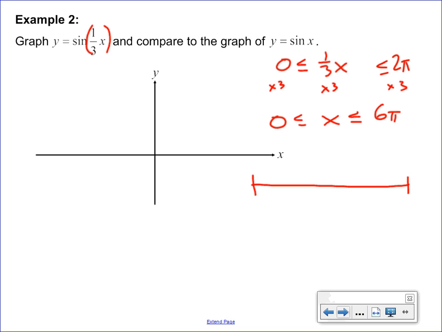0 to 2 pi is the normal interval for sine, right? Yeah, but this time we're doing 1/3 of that, so you have to multiply by 3. Okay, so I like to put the 0 and the 6 pi right there. Now what you do is find halfway. So what's halfway between 0 and 6 pi? It's 3 pi.